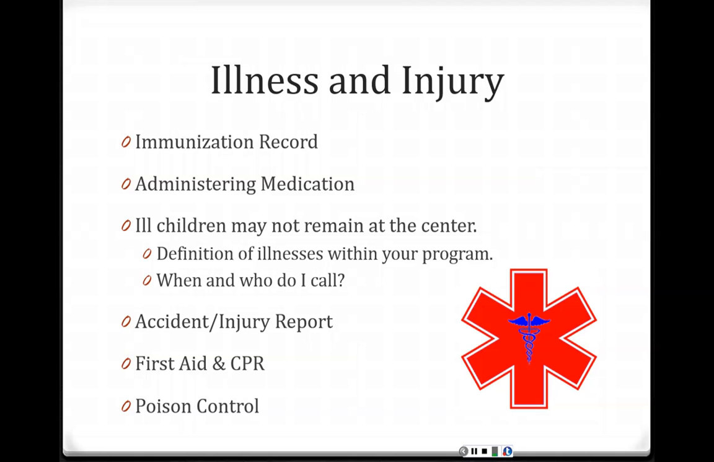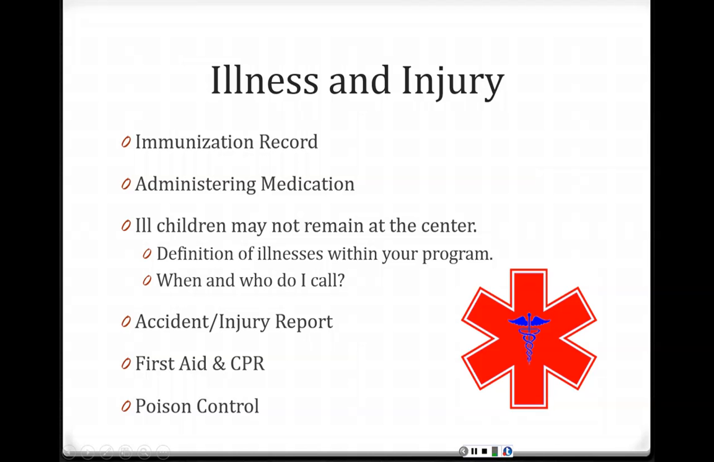Ill children may not remain at the center. What is the definition of illness within your program? And when and who do you call? What is the procedure for that? You need to be very aware of what this is within your own program.